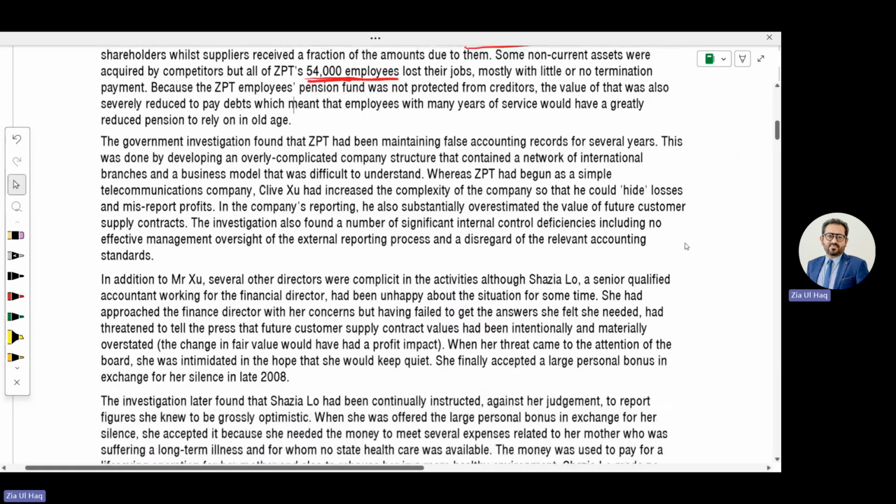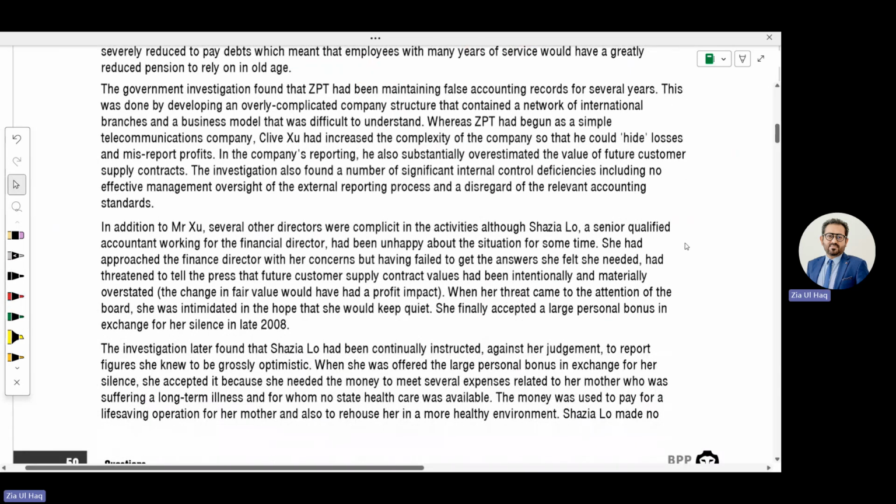The government investigation found that ZPT had been maintaining false accounting records for several years. This was done by developing an overly complicated company structure that contained a network of international branches and a business model that was difficult to understand. Subsidiaries, sub-subsidiaries, joint ventures, associates mean a complex business structure. In a complex business structure, things cannot be highlighted easily. That's why it was easy for Mr. Shu to get involved in fraudulent financial reporting.